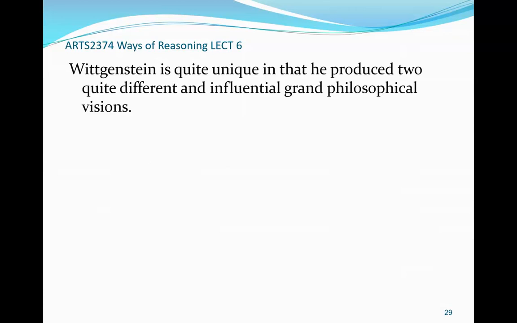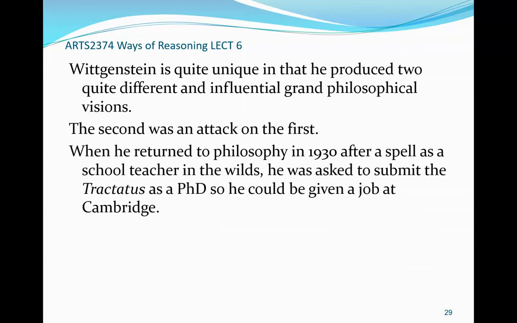In fact, it was completely confused. And he developed a second really influential philosophical vision. And this second was actually an attack on the first. When he returned to philosophy in 1930 after a spell as a school teacher in the wilds, he was asked to submit the Tractatus, which had already been published, as a PhD, so he could be given a job at Cambridge, and he agreed to do that.